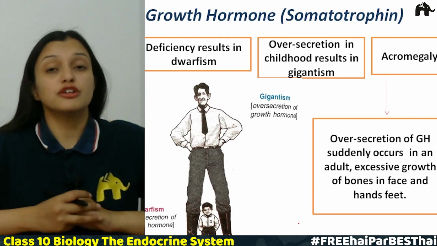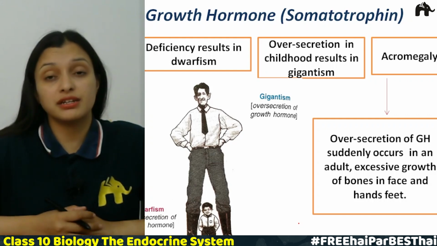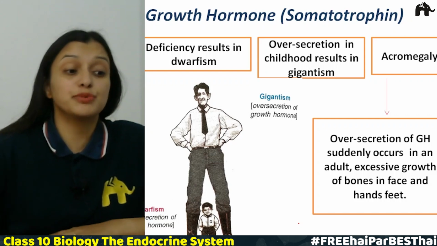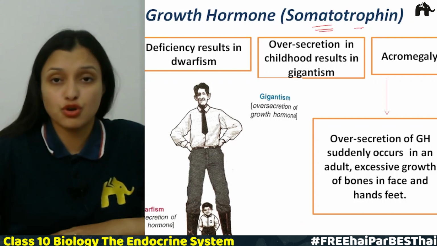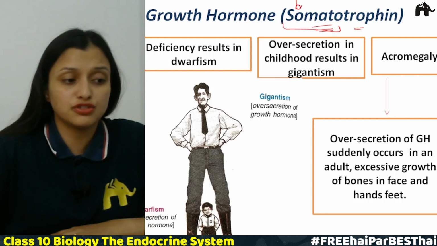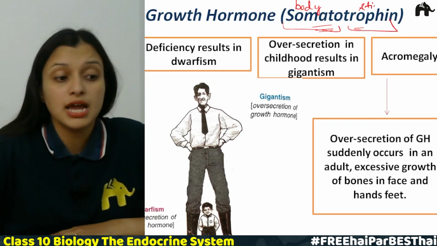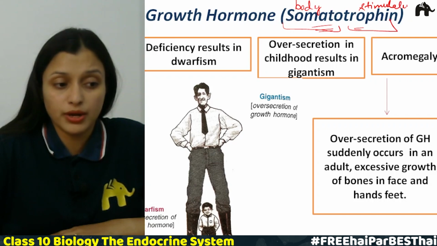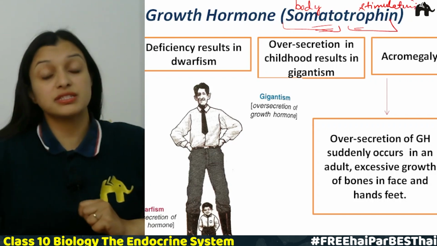Growth hormone. So the first hormone that is secreted by the anterior pituitary lobe is growth hormone, which is also called somatotrophin. So somato stands for body, and trophin, the trophic word, stands for stimulating. Okay, so now what happens? There are 3 situations that can arise.